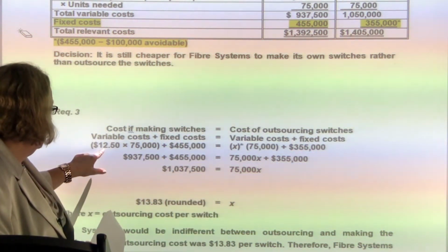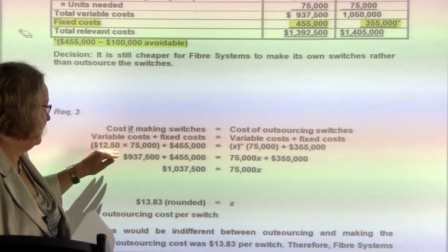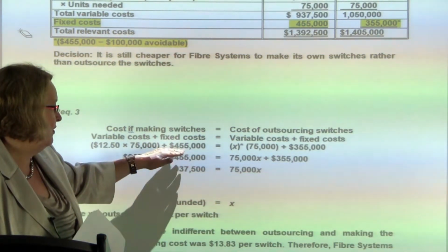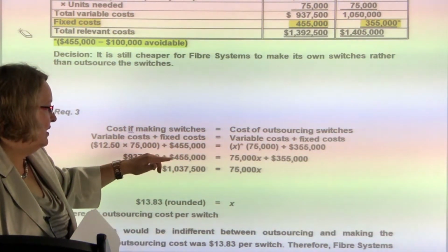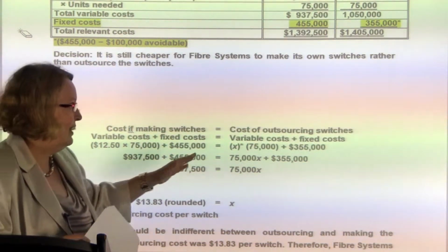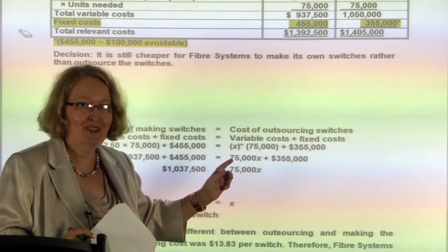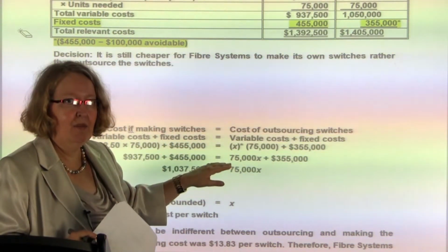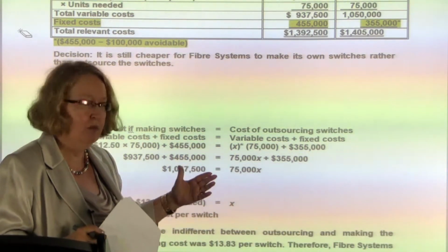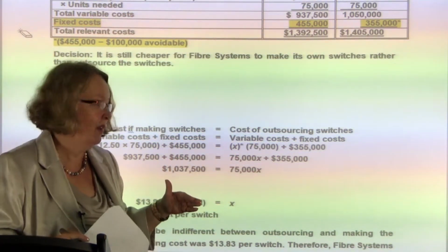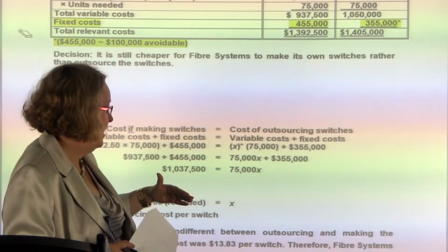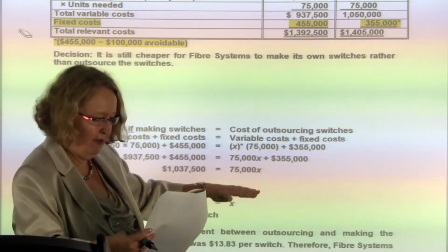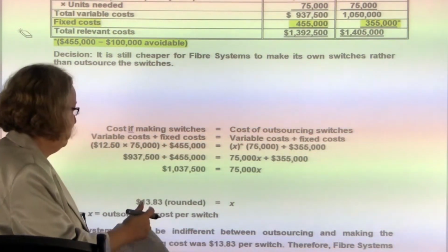So you know the cost of making them is $12.50 times your 75,000 plus your fixed cost of $455,000. So now we're trying to solve for the outsourcing price. We know $14 is too high, so what we're trying to figure out is what would be the price at which it would be beneficial for the company to buy from another supplier rather than make the product. So here we're saying 75,000 times X plus 355,000 equals the cost of making.